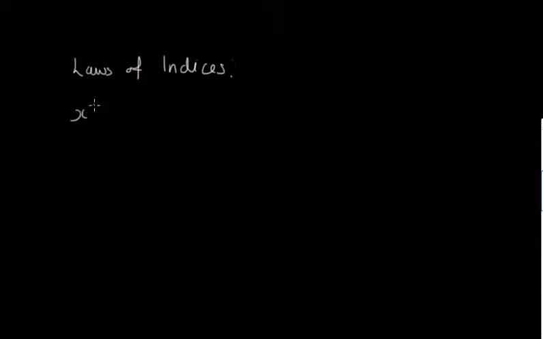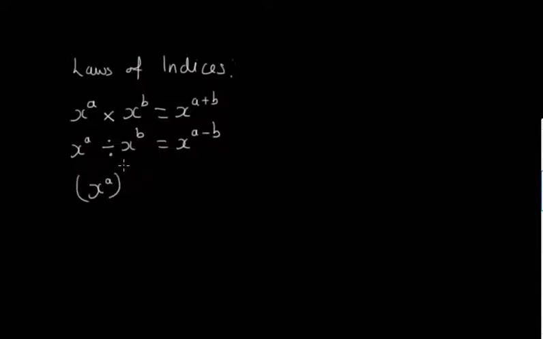Remember, if you've got x to the power a and we multiply that by x to the power b, then we have x to the a plus b. If we have x to the power a divided by x to the power b, then we have x to the a minus b. If we have x to the a, and then all that's raised to the power n, we have x to the a times n, and if we have x to the 0, that is 1.